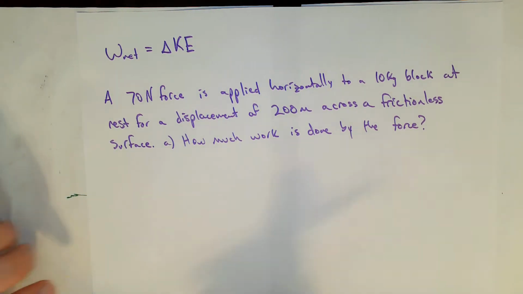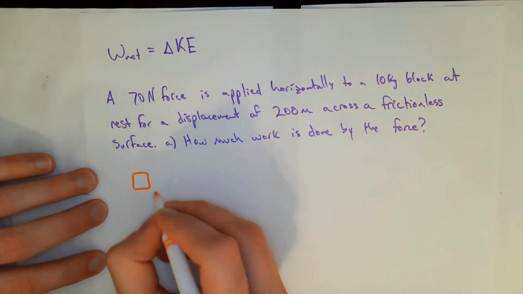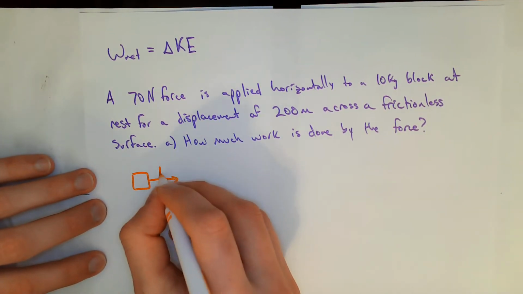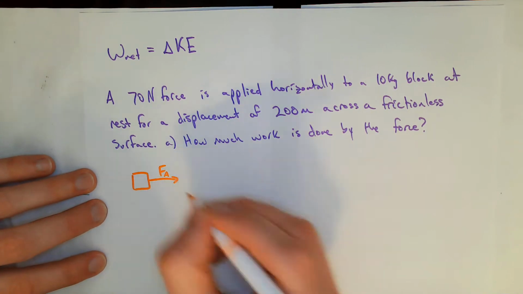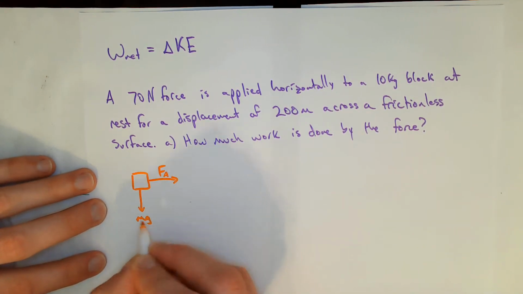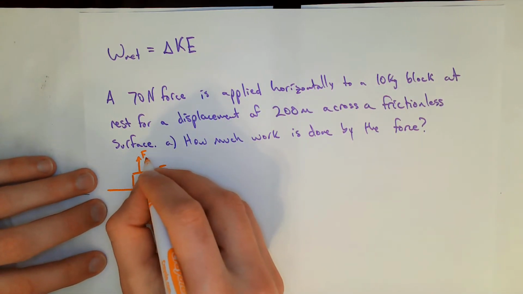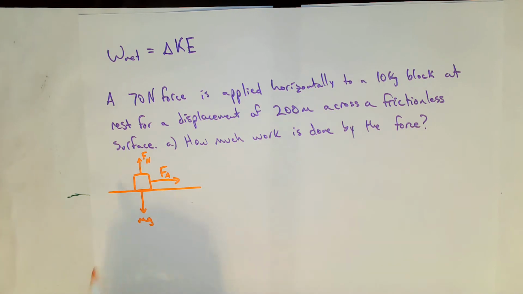So we have our force applied horizontally to a 10 kilogram block. So I have some force like this. I'll say F sub A for like an applied force. I also have a gravitational force and a normal force, which in this case are equal, and I have no friction. So there's no friction force pointing to the left because it's a frictionless surface.